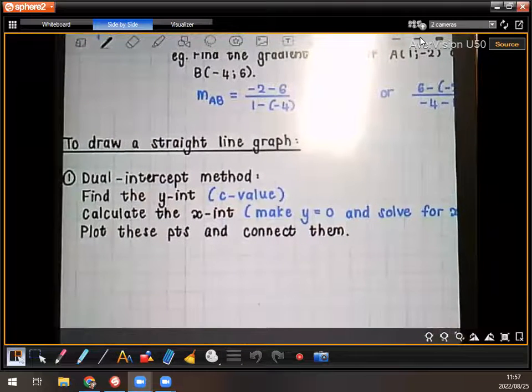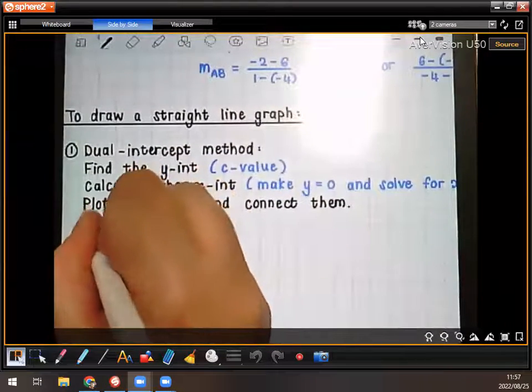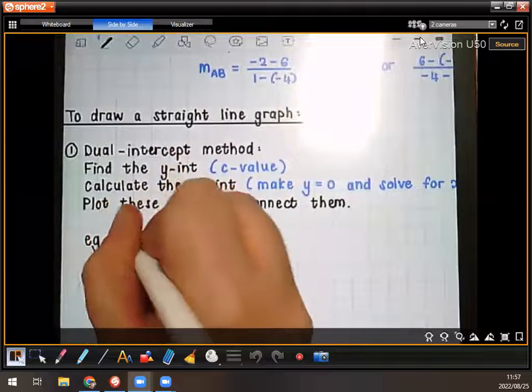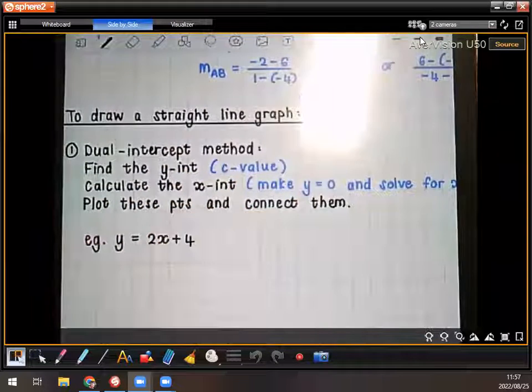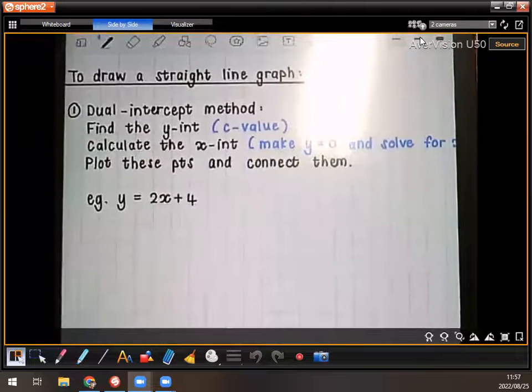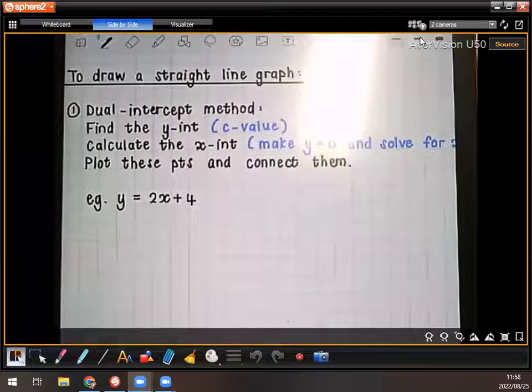I'm going to do an example here using the dual intercept method, on a straight line graph. So for example, let's do y equals 2x plus 4. So guys, this year we're going to do 4 different graphs, all right? Up until this point, you've only done one, which is the straight line graph. So you only know how to draw a straight line graph at the moment, all right?